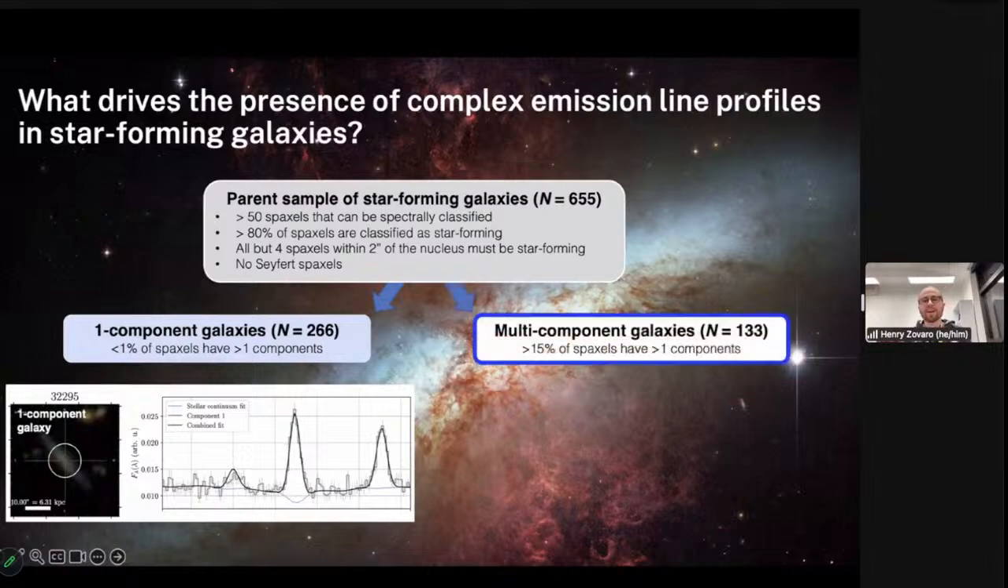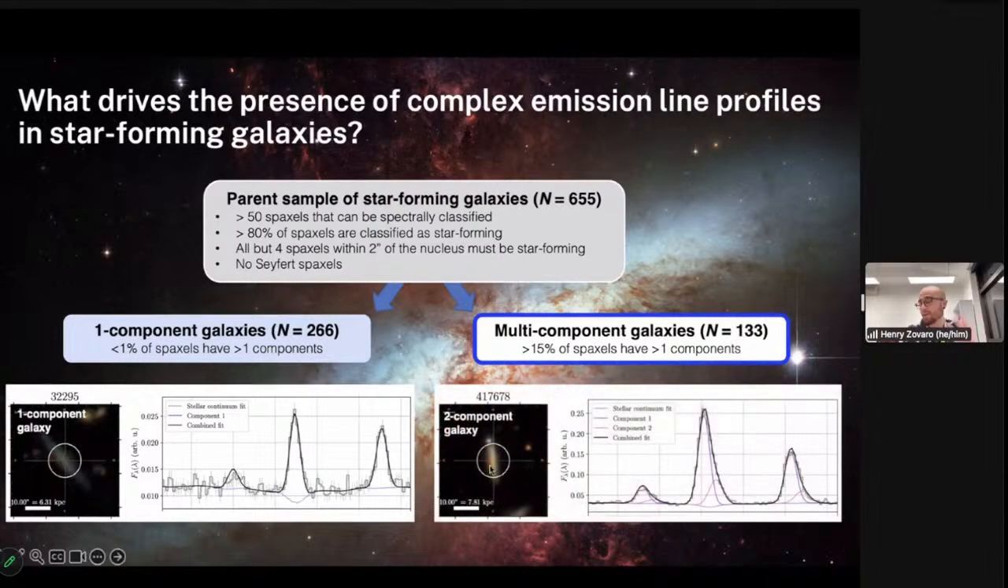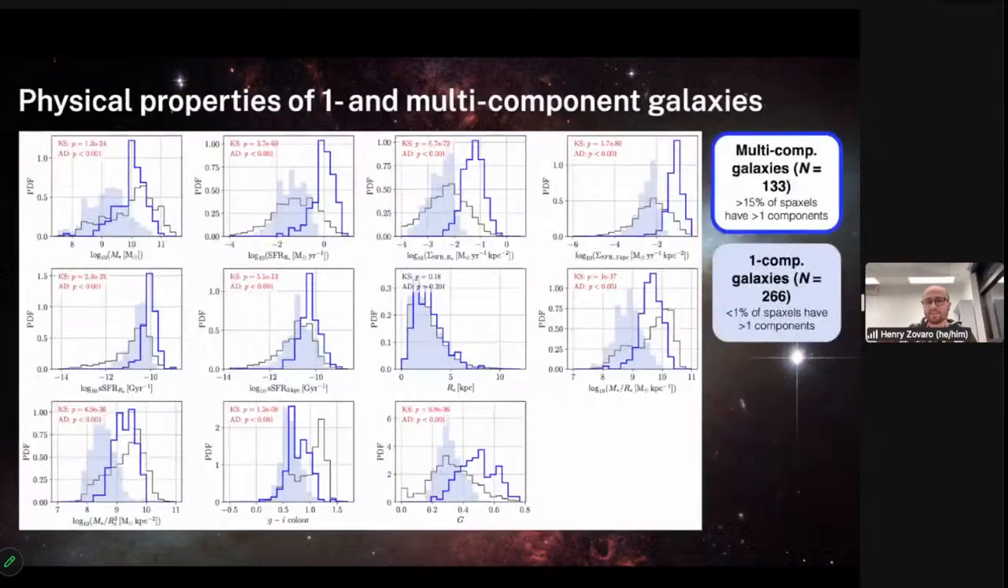On the other hand, I defined what I call multi-component galaxies. These are galaxies in which a high fraction of spaxels require multiple Gaussian components to fit the emission lines. Here's an example of a multi-component galaxy, as well as a typical emission line profile that you might find in one of these. The first step in the analysis was simply to plot a bunch of histograms and figure out if there's any significant difference between these two populations of galaxies. And that's exactly what I did. I'll go through each of these step by step, don't panic.